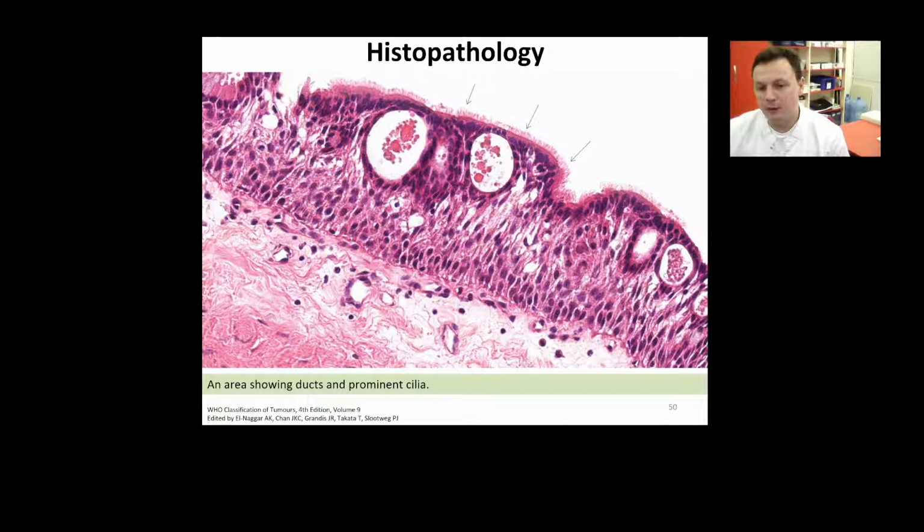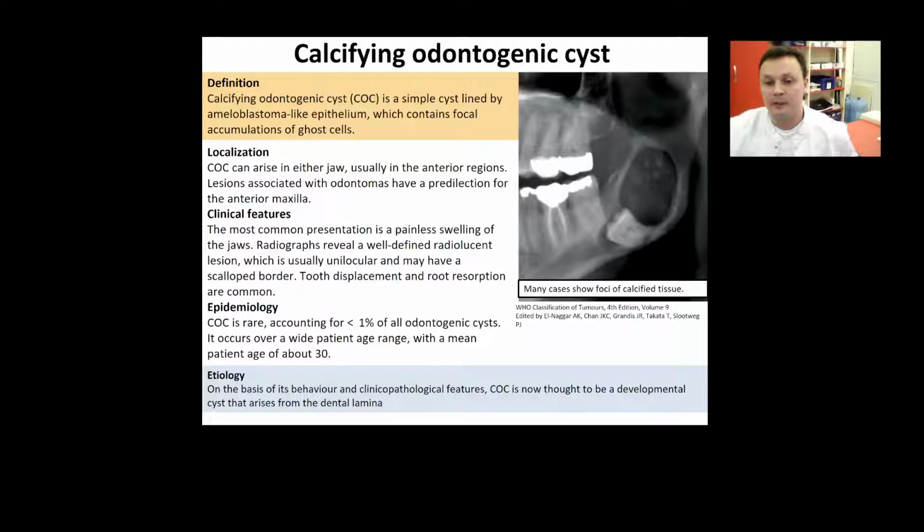Enucleation is the most common treatment for GOC, but is associated with high recurrence, about 30-50%. Calcifying odontogenic cysts. Calcifying odontogenic cyst is a simple cyst lined by ameloblastoma-like epithelium, which contains focal accumulations of ghost cells. COC can arise in either jaw, usually in the anterior region. Lesions associated with odontomas have a predilection for the anterior maxilla.